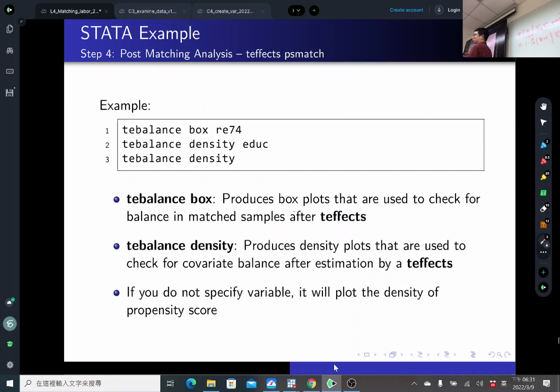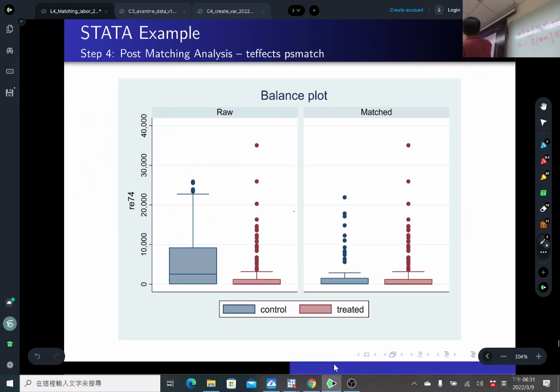Basically, you want to show your readers that all characteristics now look similar between the treatment group and control group in terms of their distribution, or the mean, or some variation. So you can use this command to demonstrate, like the box plot. You want to show their pre-treatment earnings are very similar. This gives you a box plot. This is before matching, they call raw. And you can see control group and treatment group. In the treatment group, their earnings are much lower than the control group.